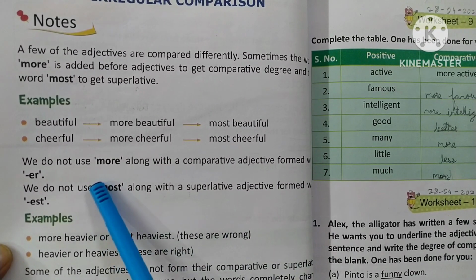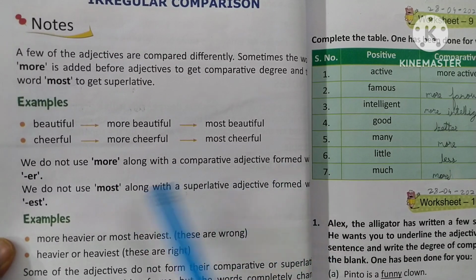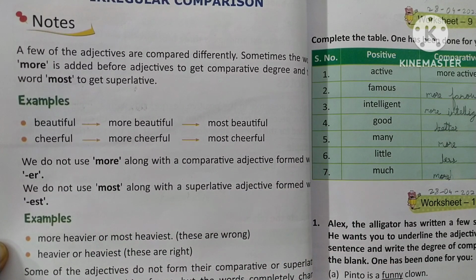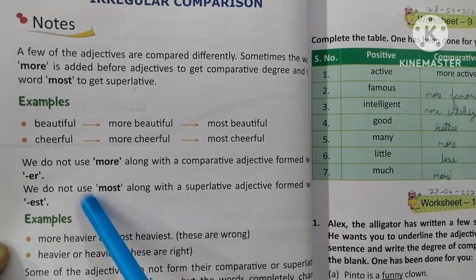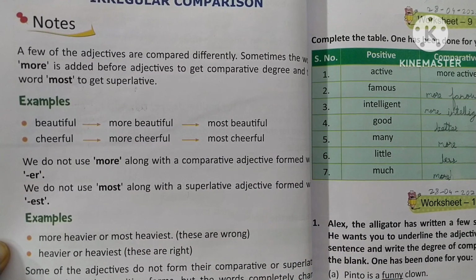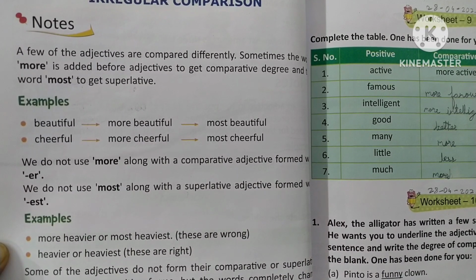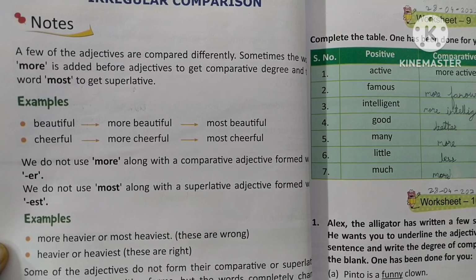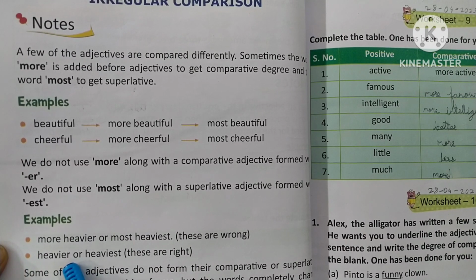Now we do not use more along with a comparative adjective formed with ER. We do not say more heavier or most heaviest. We do not use more with the comparative adjective, and we also do not use most with superlative. These double comparisons are not allowed in English grammar. More heavier or most heaviest is wrong. Heavier or heaviest is right. I will not say more heavier, because more is also comparative and heavier is also comparative.